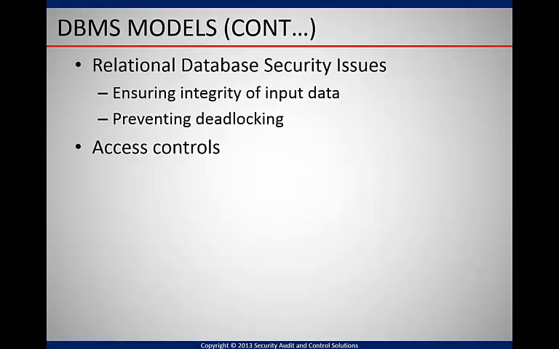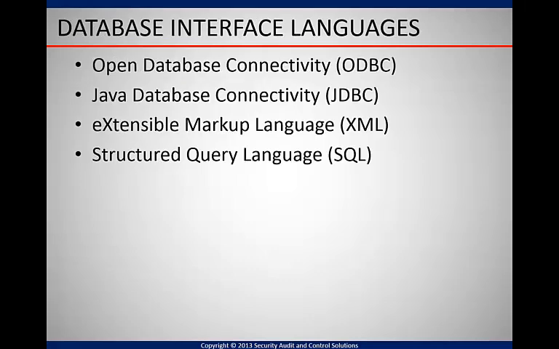Now, relational database security issues include ensuring the integrity of the input data, which can be from a front end, and preventing deadlocking. Deadlocking means that if two users require access to the same record, code may be written in such a way that neither gets access, but both are locked in the process. And then we also need to look at access controls. Where do we put this? Is it at the end user, at the application level, or at the backend database level?